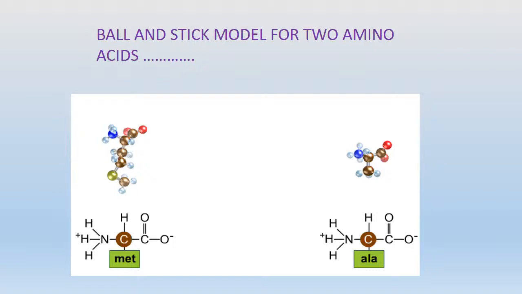So now let us see the ball and stick model of the two amino acids. Above the methionine amino acid, there is a ball and stick model of methionine. Above alanine, there is a ball and stick model of alanine, right? The blue one is nitrogen, and the light blue ones are hydrogen. The brown one is carbon, and the red one is oxygen in both of the ball and stick models.